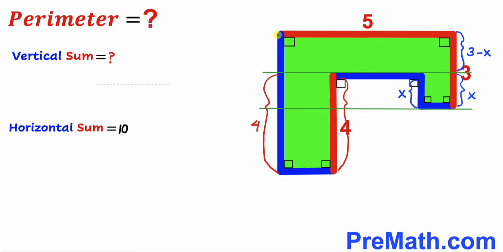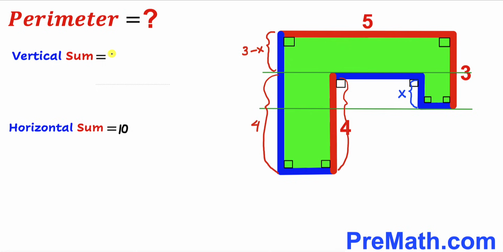Now let's make an observation. We can see that this vertical segment length is equal to this vertical segment length. This is 3 minus x, so this is going to be 3 minus x as well. So our vertical segment length is going to be simply the sum of these numbers: 3 minus x, plus 4 once again, and then plus x, and this plus 3.